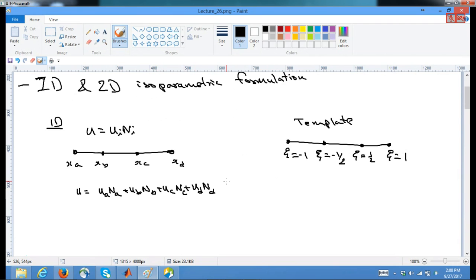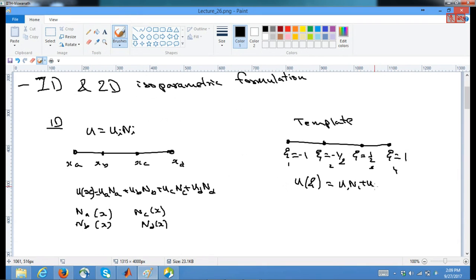I mean, you can do it for multiple things as well. I'm just writing it for a four-noded element, where we know that N_A and N_B are all functions of x. Similarly, here also we can write u as a function of ξ, which is the same thing: nodes 1, 2, 3, 4, u1 N1 plus u2 N2 plus u3 N3 plus u4 N4, where N1, N2, N3 and N4 are functions of ξ.